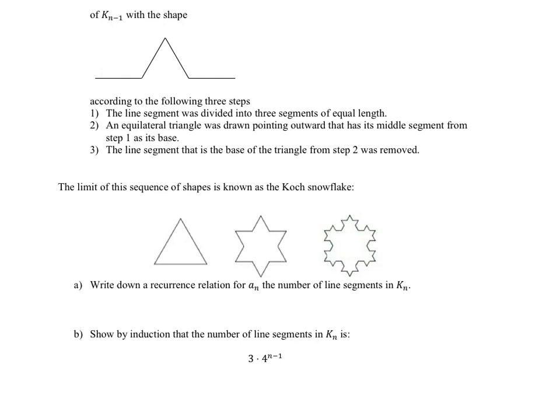So as we were looking at before, K1 is the equilateral triangle, and then the second shape in this sequence is this star type shape, and then afterwards it starts to look like a snowflake.